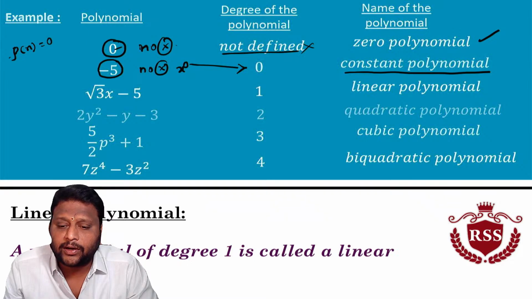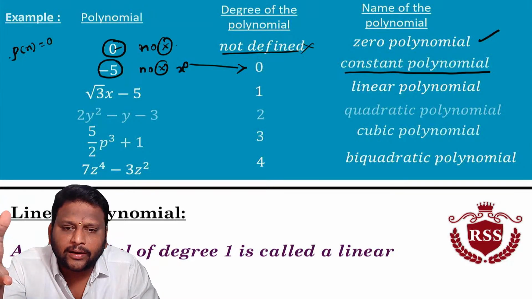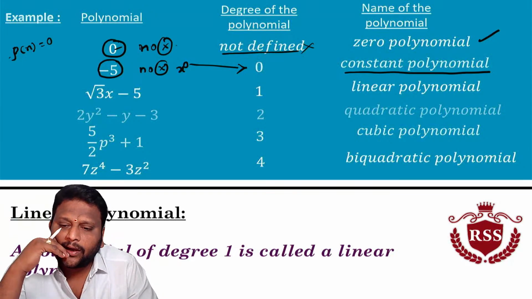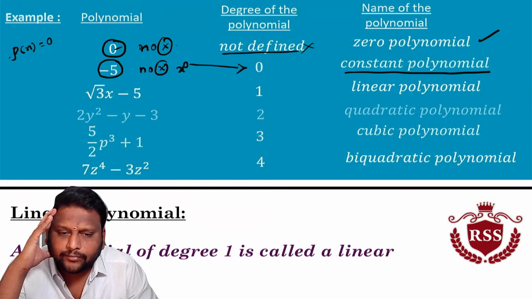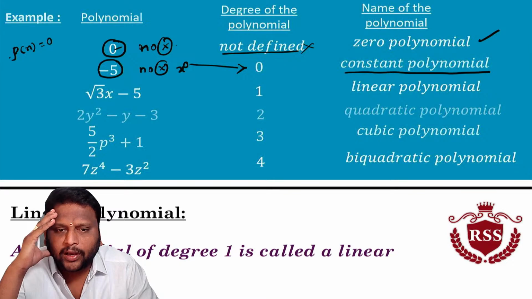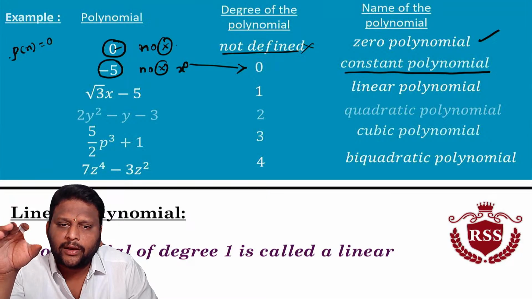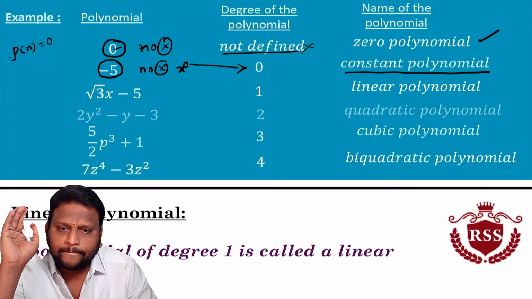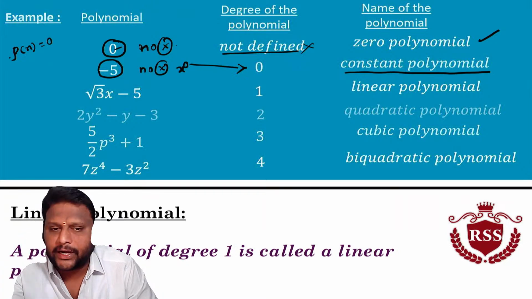Then it is what? Constant polynomial. There is no variable in this, that's why it is a constant. If there is no variable, that becomes a constant. That's why this is a constant polynomial. A degree 0 polynomial is called a constant polynomial.